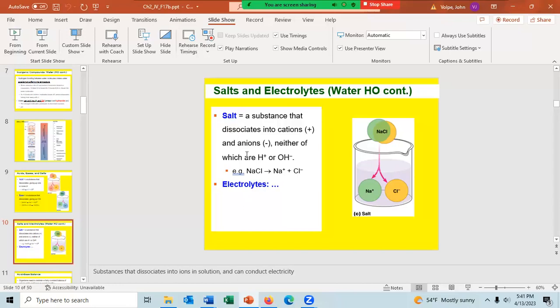Salts are electrolytes. An electrolyte is a substance that carries an electric charge in solution. So salt water is an electrolyte because sodium and chloride can carry the electric charge in water much better than water can carry an electric charge.